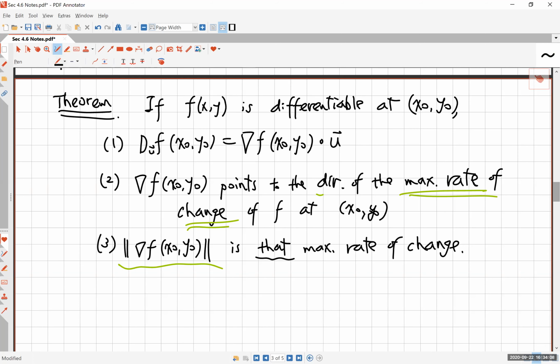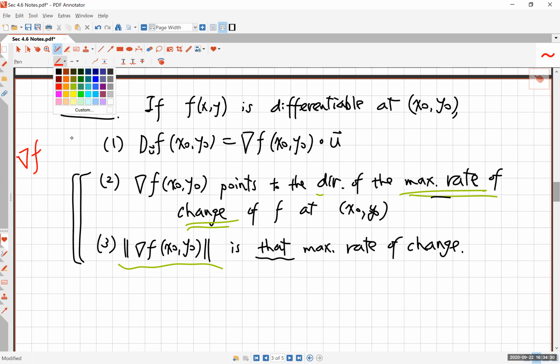So look, a gradient is a vector, right? It has a direction and a magnitude. The direction shows you the direction of the maximum rate of change, and the magnitude shows you that maximum rate of change. This is a powerful tool, right? Gradient is extremely important because of actually all three of these properties.